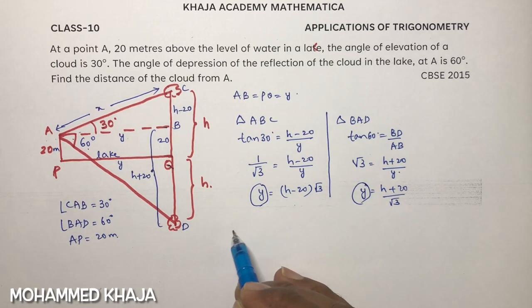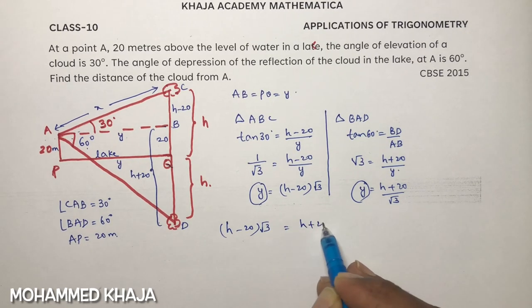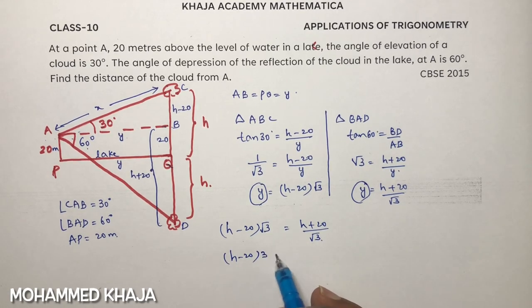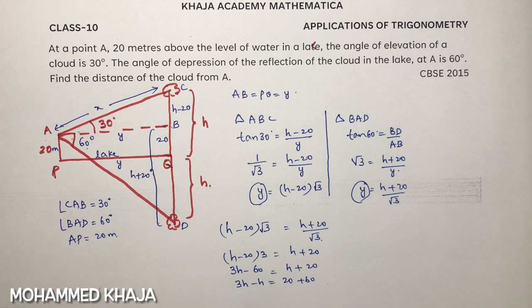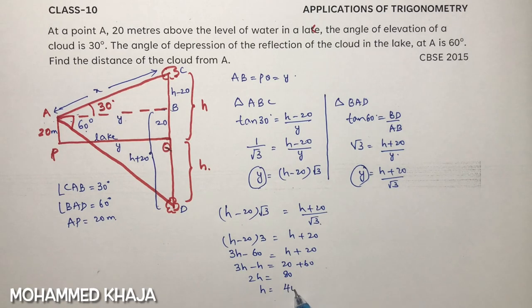Now I'll equate these two equations, so you'll get H minus 20 into root 3 equals H plus 20 by root 3. Root 3 into root 3 is 3, so 3 into H minus 20 equals H plus 20. Now 3H minus 3 into 20, which is 60, equals H plus 20. On transposing, 3H minus H equals 20 plus 60. So now 2H equals 80. Therefore, the height is 40 meters.